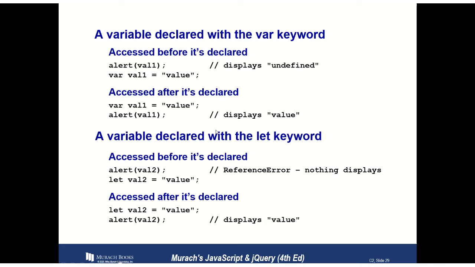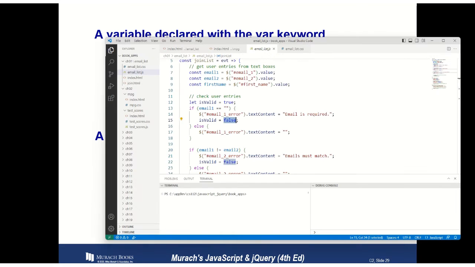So you see here, you can access a variable before it is declared. You can put alert val1, but it will show you undefined. But then var val1 equals value, so you have the value, and then if you do alert, it will show up, right?